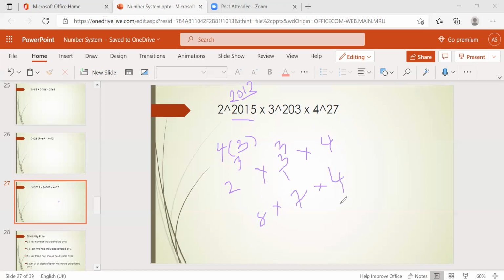If you need to multiply this, how are we going to multiply? So 4 into 8, 32. The last number is 2. 2 into 7 is nothing but 14. So the unit digit will be 4, right? So 4 is the unit digit. Clear? So like this, you have to find out the unit digit numbers.